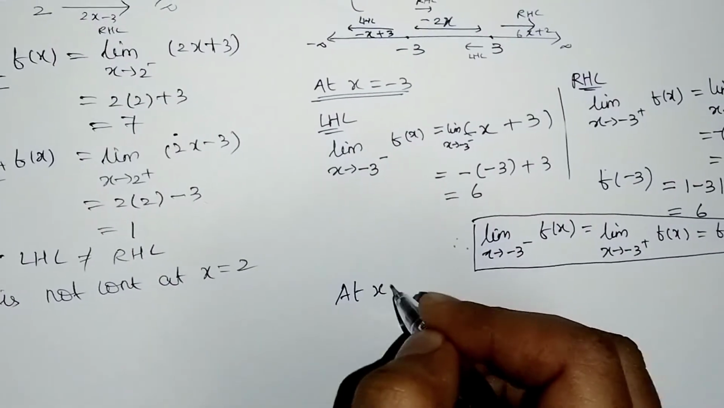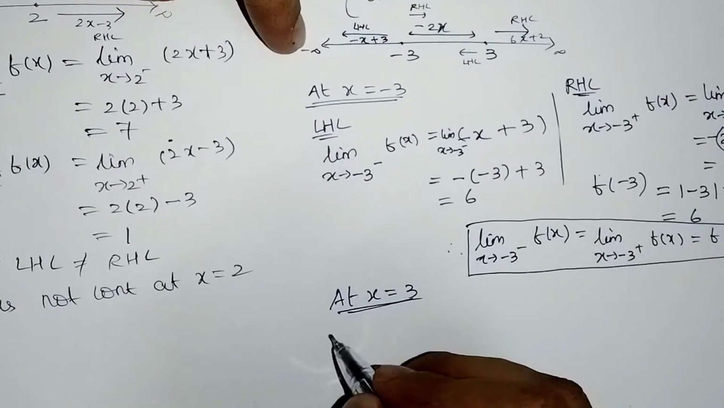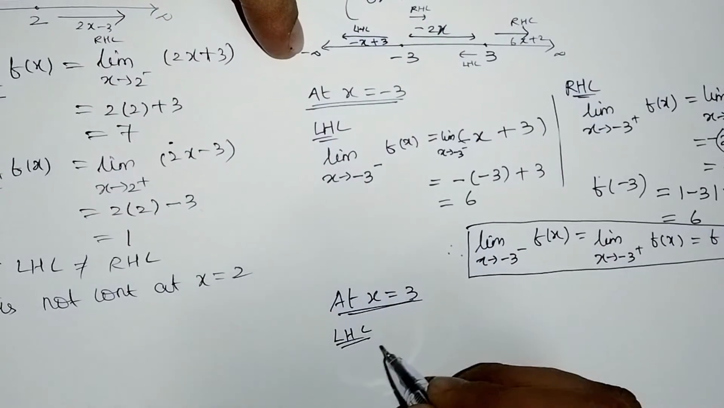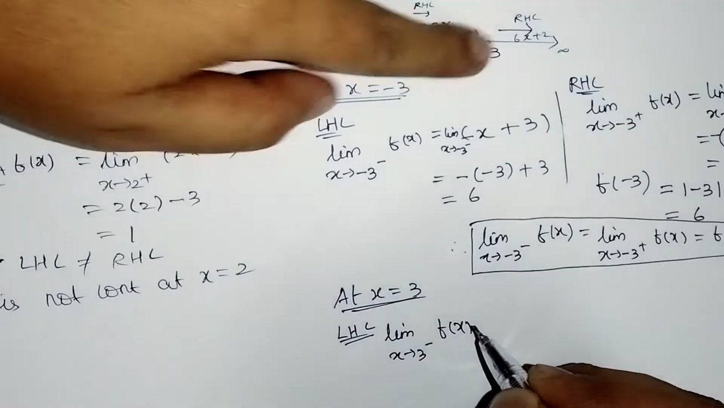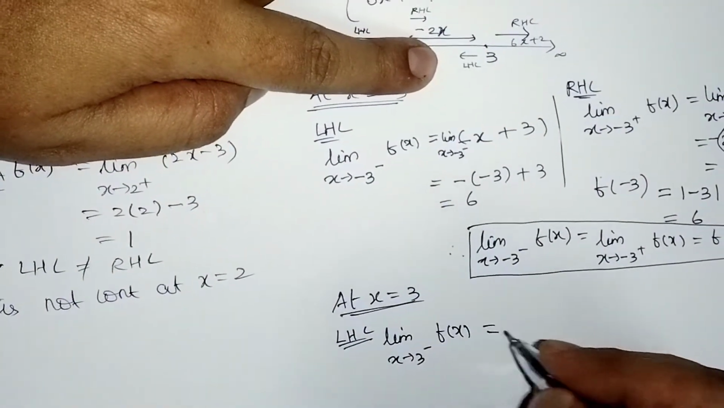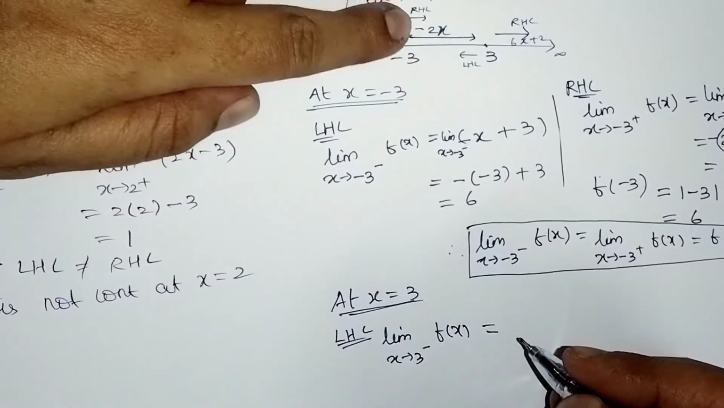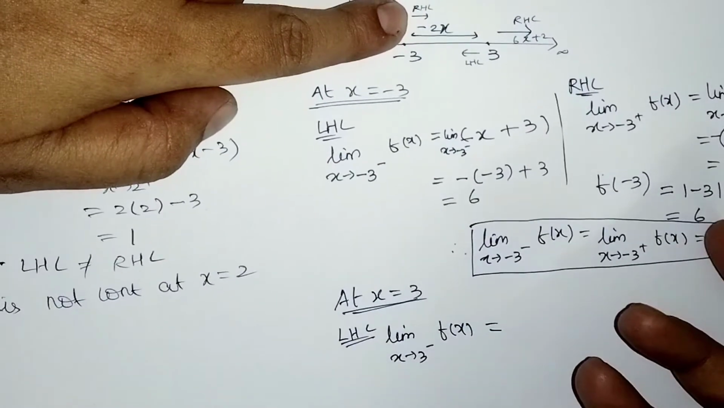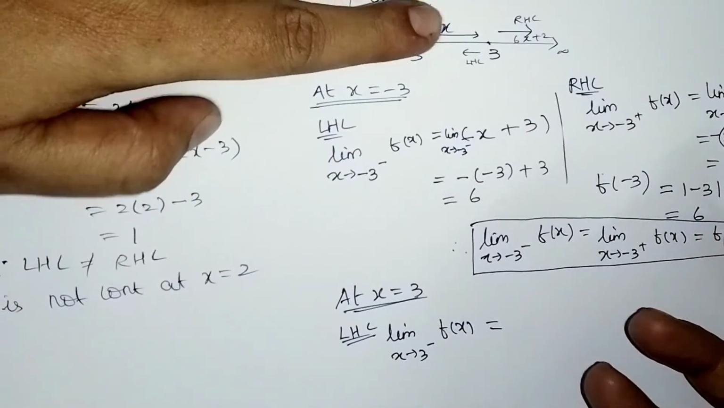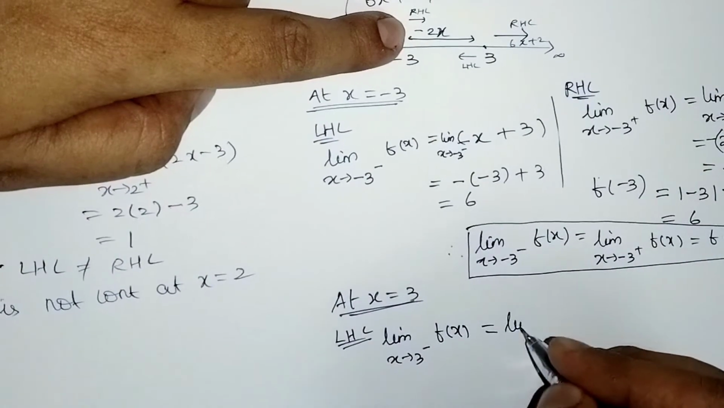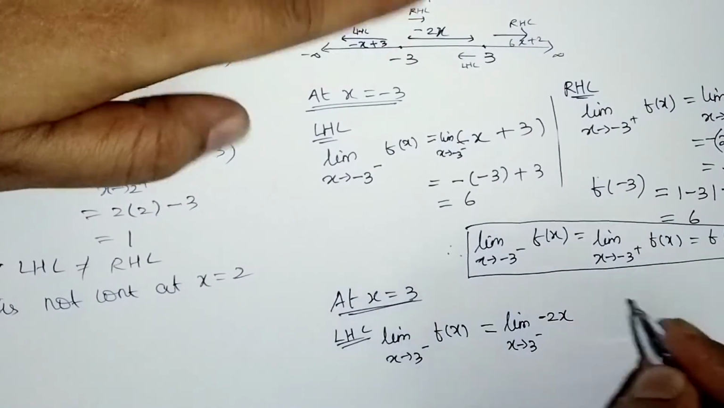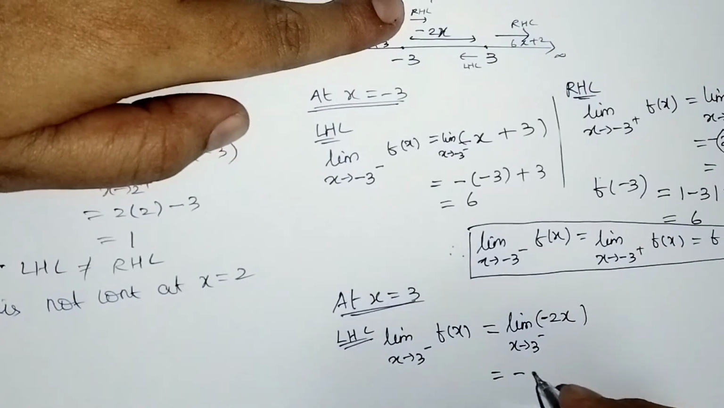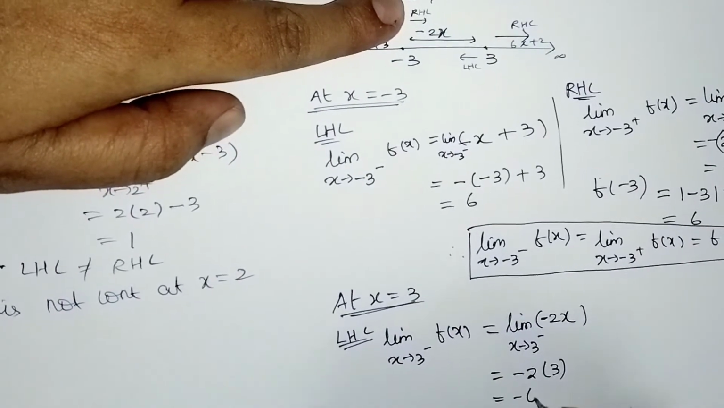Then at x is equal to plus 3, the same procedure we will be following. Limit x tends to 3 power minus f of x. For 3, the left hand limit is minus 2x. Please be careful with this minus. If you forget at any step, then we might end up with the wrong answer like what I did. So be careful with that. Limit x tends to 3 power minus of minus 2x. Again, be careful. Minus 2 into 3, that is minus 6.